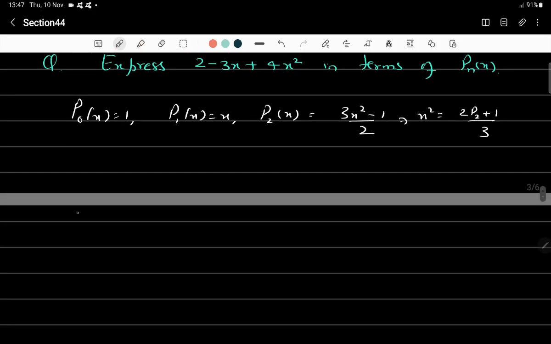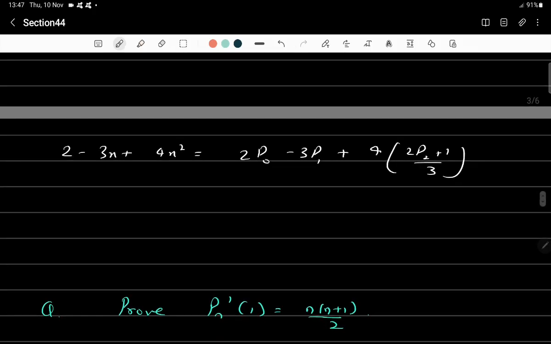It means my 2 minus 3x plus 4x square can be written as 2P0 minus 3P1 plus 4 times (2P2 plus 1) by 3. If you simplify, it becomes 10 by 3 P0 minus 3P1 plus 8 by 3 P2. That's all.